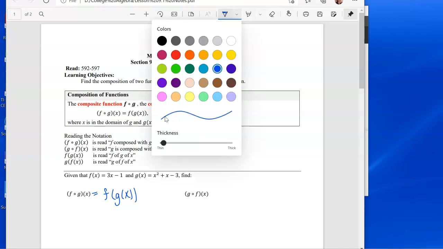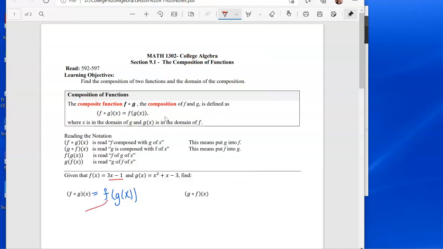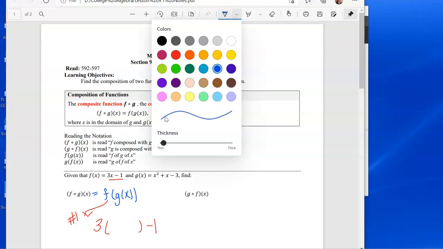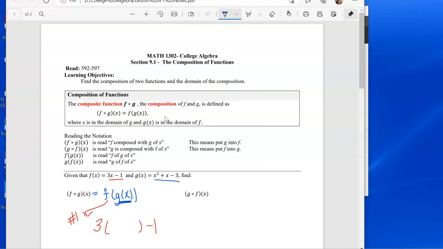When we talk about this, the first thing we want to do is figure out the outside function, which is f, and f is 3x plus 1. So wherever you see an x, you want to leave a pretty big space, because you're going to have to plug into that big space whatever g is. And g is x squared plus x minus 3. So number 2 is to take g of x and plug it in here, wherever you saw x in f of x.